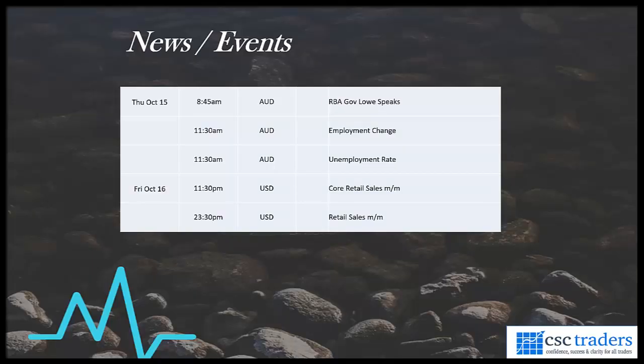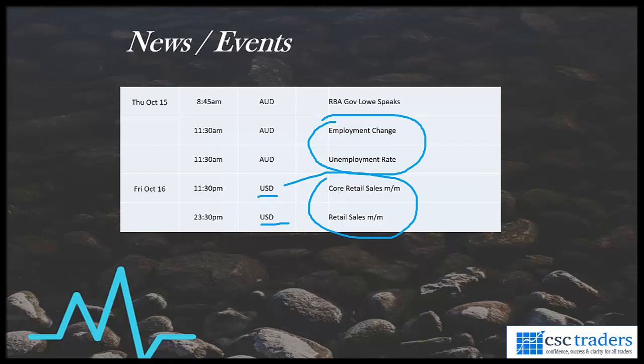Alright, so that wraps up the analysis for us. Let's have a look at important data to be released this week. It's actually fairly light this particular week. The notable ones that I've pinned out for us are a local Aussie dollar. We have our employment change and unemployment rate numbers due out on Thursday, that's 11:30. And then also on Friday at 11:30 we have retail sales from the US due out. That's pretty much all this week. It's quite light. That wraps up the analysis.